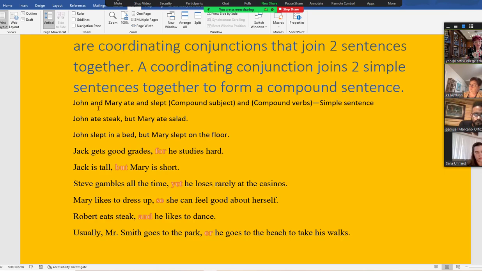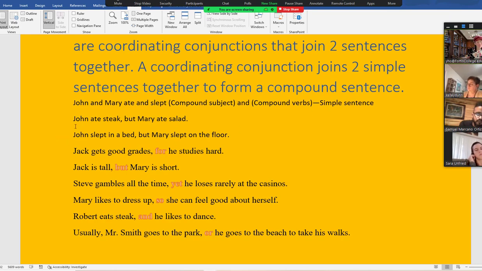Why is the first sentence not a compound sentence? Why is it a simple sentence, even though it seems to have compound everything else? It has ands in it. It has two ands in it. How come? Because there's no comma? Well, that's pretty good. Yeah, it's because it's got no comma. In other words, it doesn't separate two different sentences. So John and Mary ate and slept is simply a simple sentence that's subject, verb.